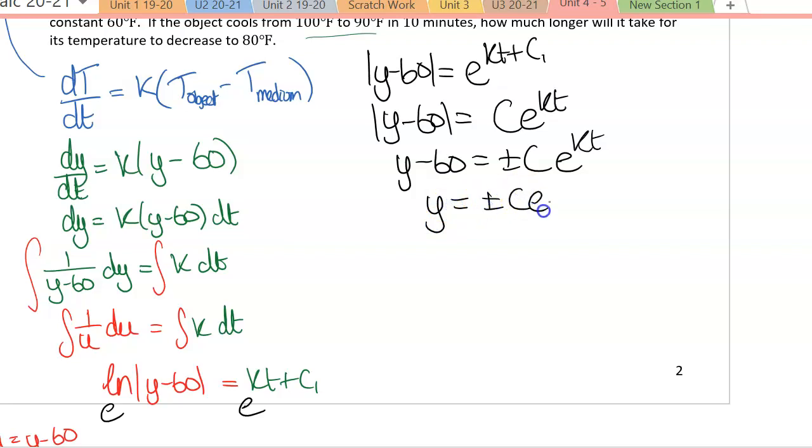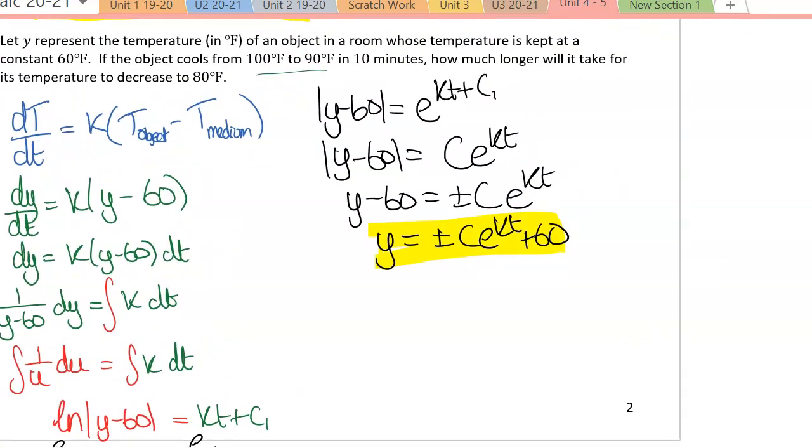So now we're getting to our general solution here. The general solution is this equation right here. Now we're going to use this to help us find more information so we can actually answer this problem. So as not to confuse you too much, this is stuff that we've done before.